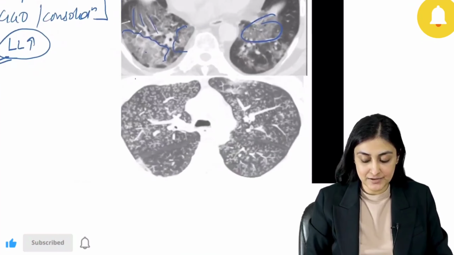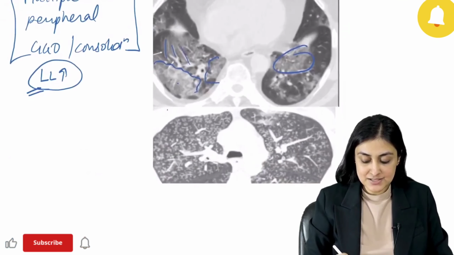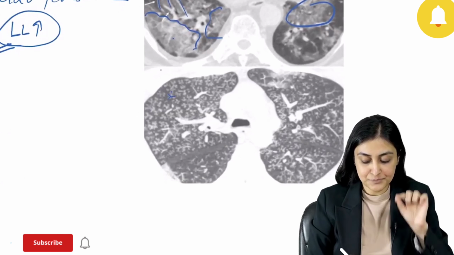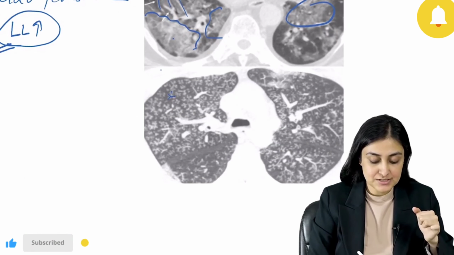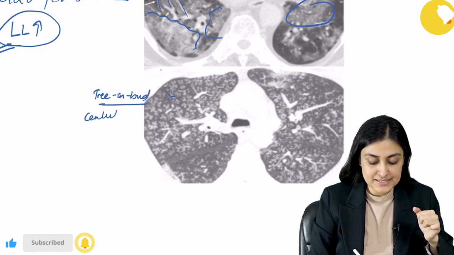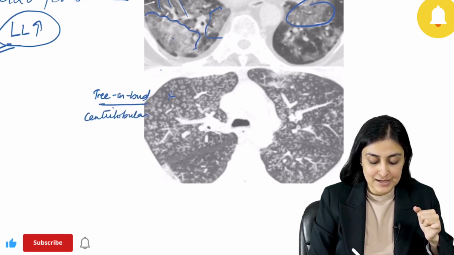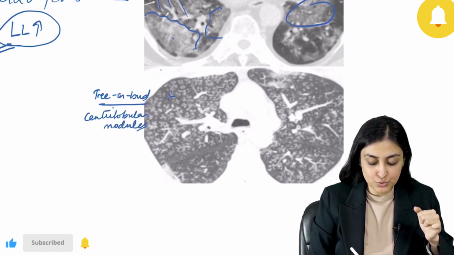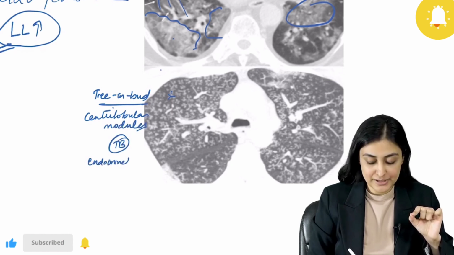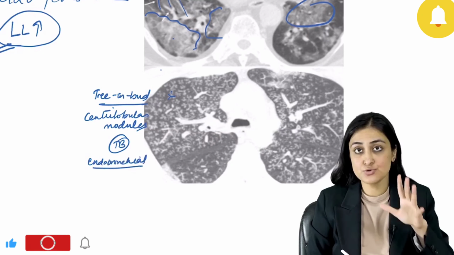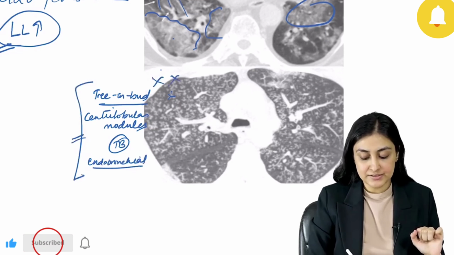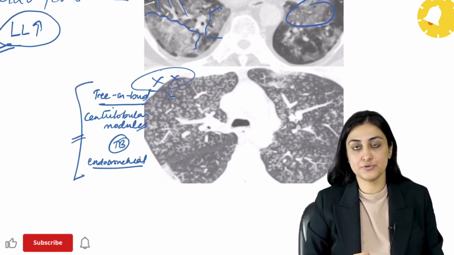But what do you see here? So here what we are seeing is this tree in bud pattern, right? Can you appreciate how there are these tree in bud tiny nodules. So this tree in bud pattern is seen with centrilobular nodules. And this is the hallmark of tuberculosis. This is the hallmark of any endobronchial spread of infection. When the infection spreads to the bronchus, this is not seen in COVID. This is not seen in COVID-19. This is atypical for COVID.